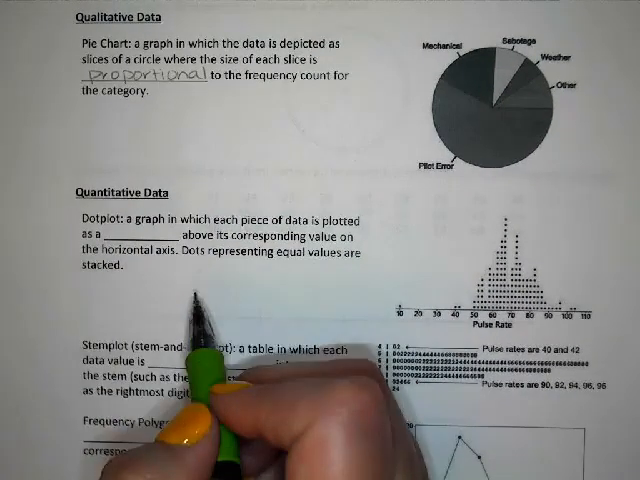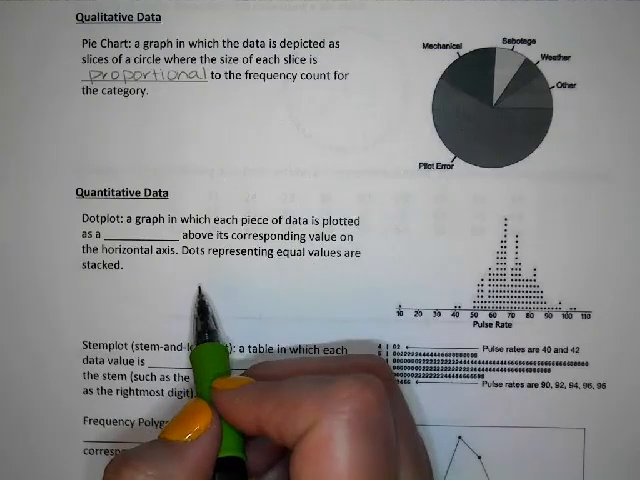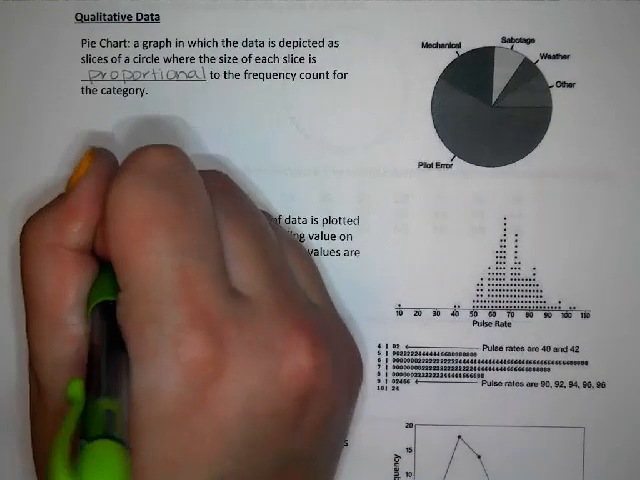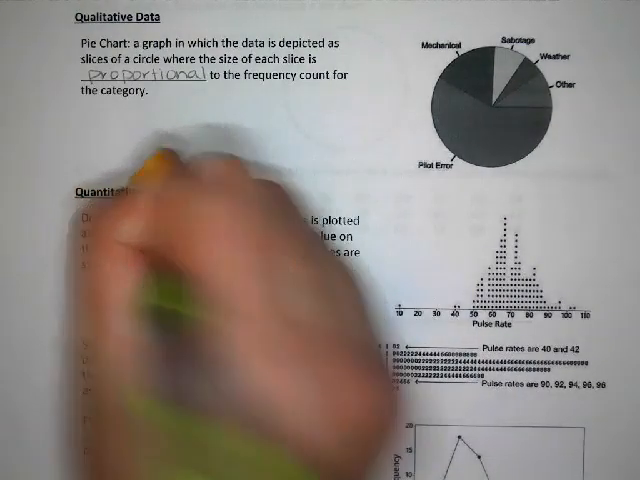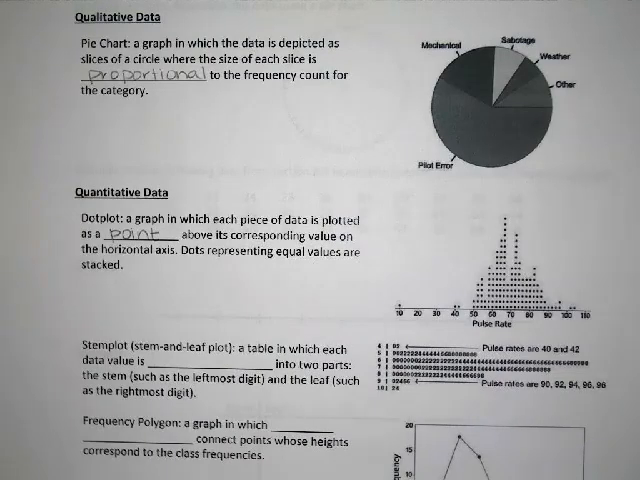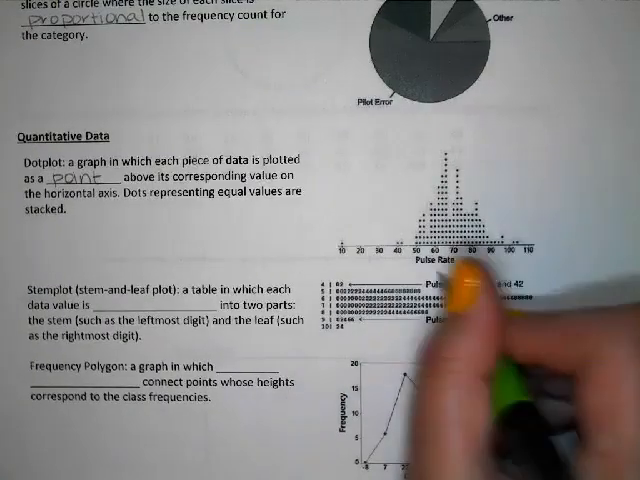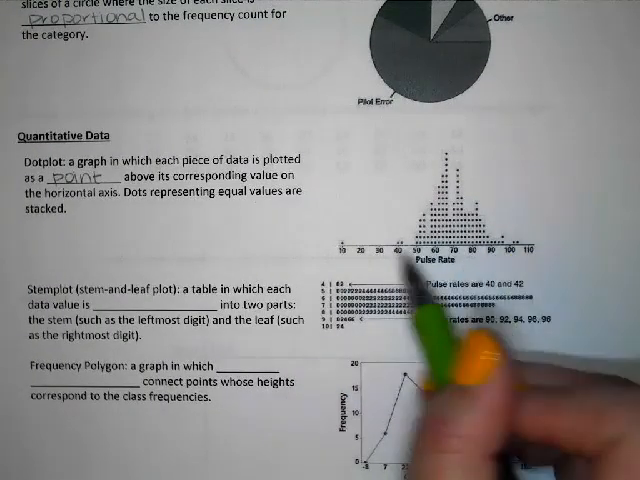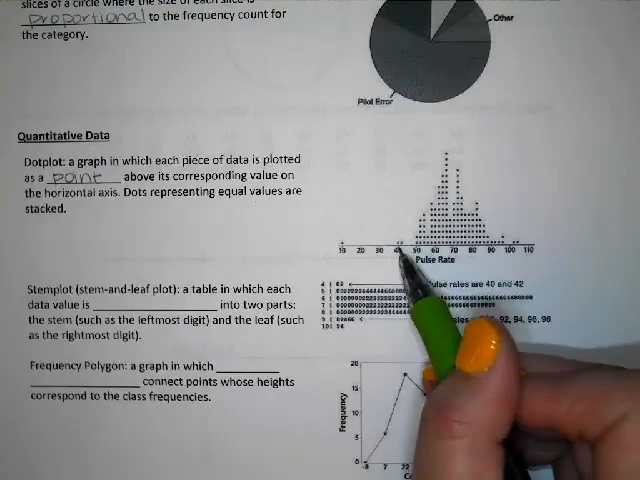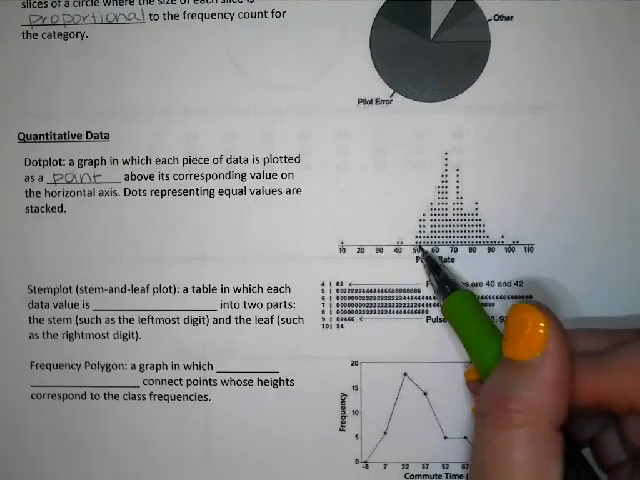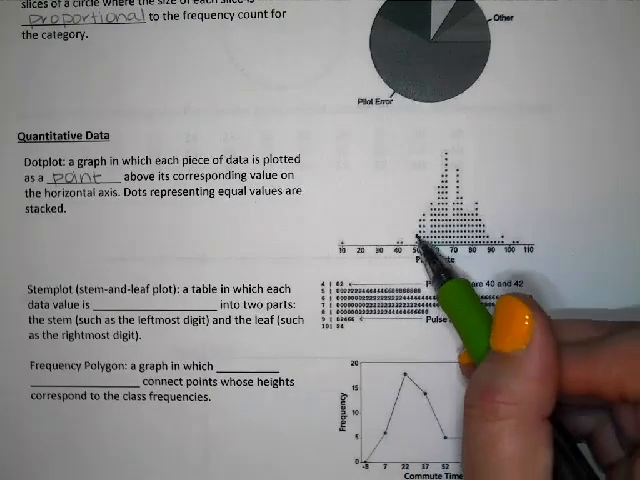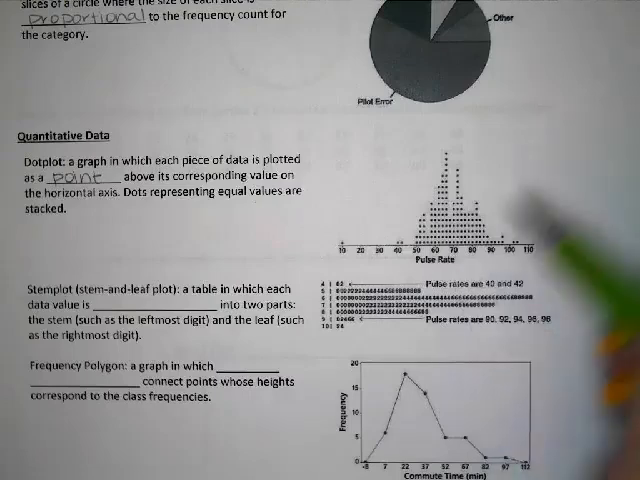We have a dot plot, a graph in which each piece of data is plotted as a point above its corresponding value on the horizontal axis. Dots representing equal values are stacked. So here we have the pulse rates of different people, and you can see this might represent 40 and 41, and then maybe 50 had two different data points for 50.